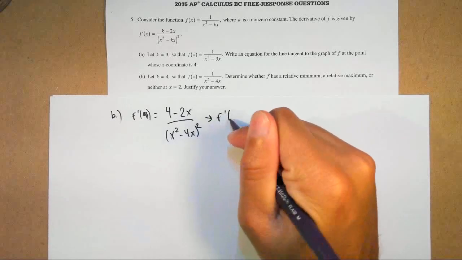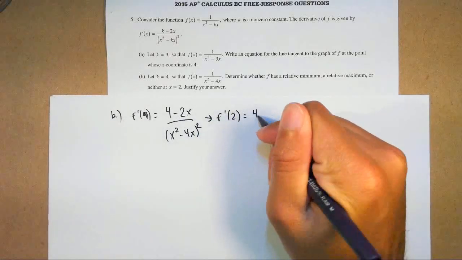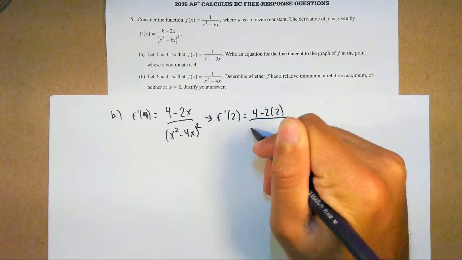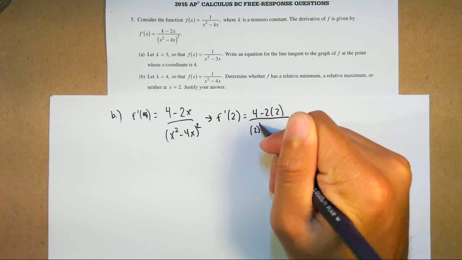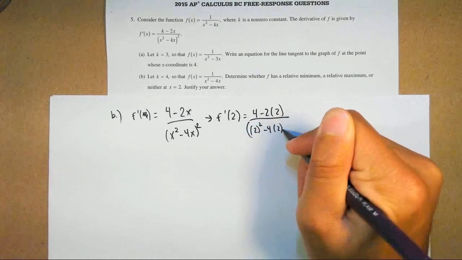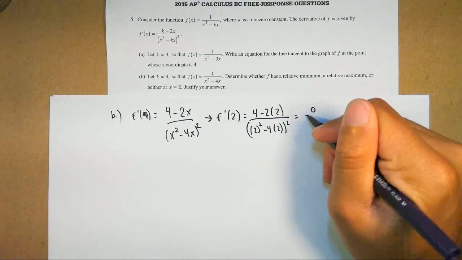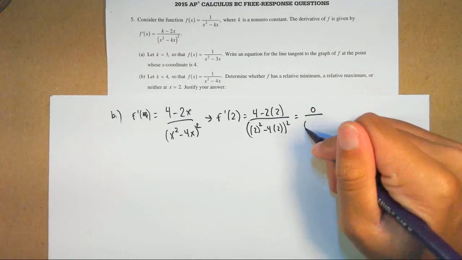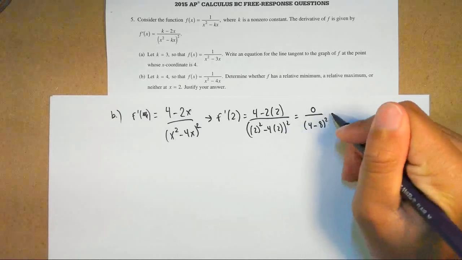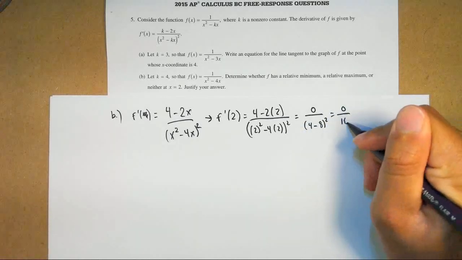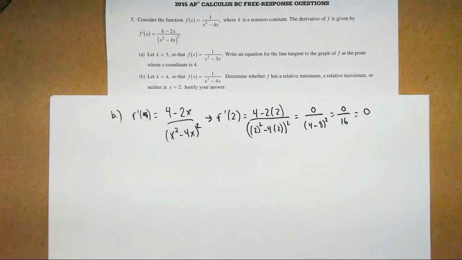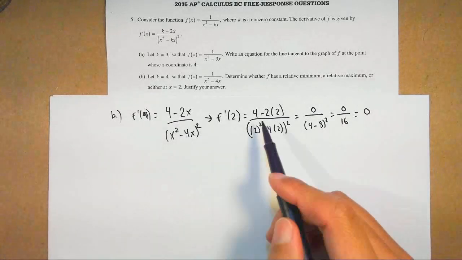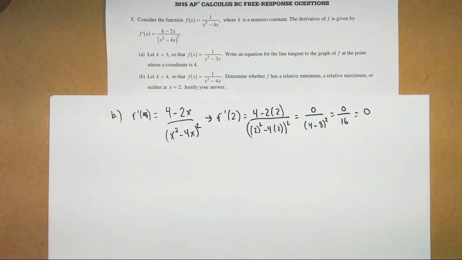So f prime of 2 is going to equal 4 minus 2 times 2 over 2 squared minus 4 times 2 squared, which gives me 0 over... it doesn't really matter what happens here, but if I solve it out, I'm going to get 4 minus 8 squared, and this is going to be 0 over 16. Regardless, you're going to get 0. Now the fact that I gave you 0, that's a critical number. Why is it a critical number? Because when I plugged 2 into my derivative, I got 0. And whenever you plug something into your derivative and you get 0, that means it's a critical number.